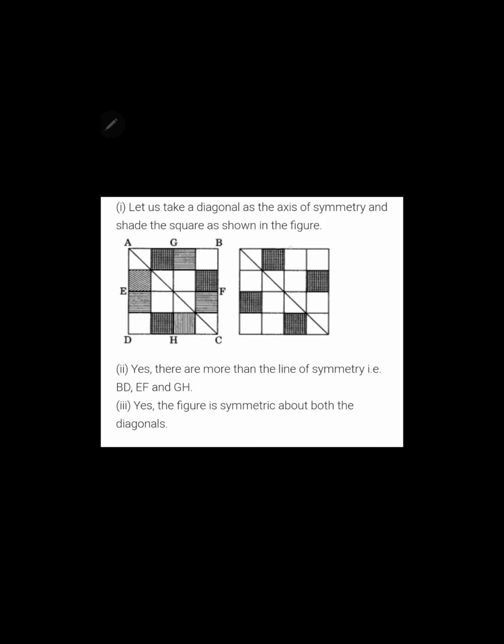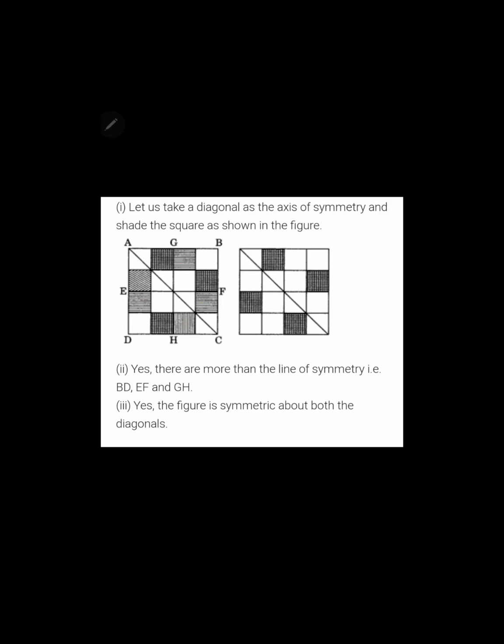So the answer is, first you can shade it like this. It is already shaded, so you have to shade this portion. Okay, and yes, there is more than one line of symmetry, BD. Here I have given the names in alphabetical order. So BD, EF and GH, we have 3 lines of symmetry. Okay, so this question also you have to do in your book.